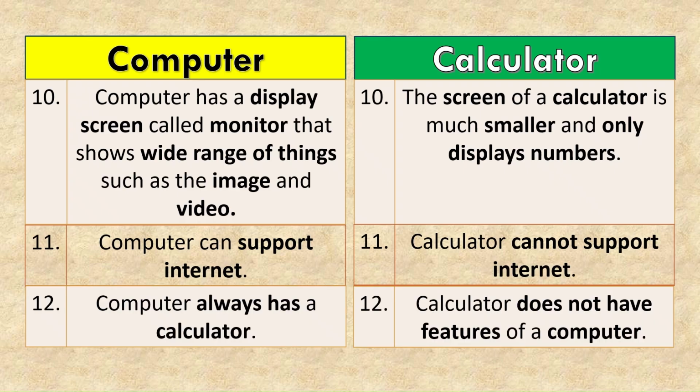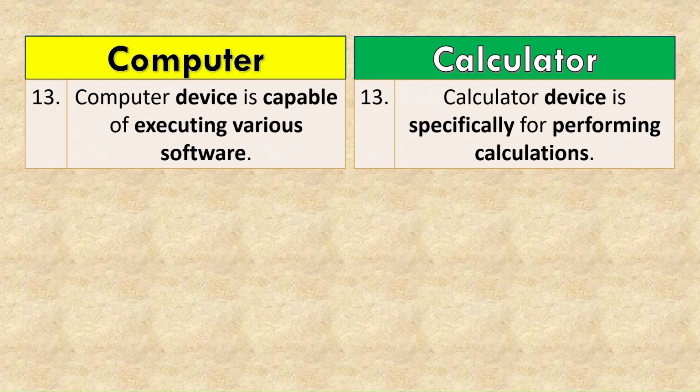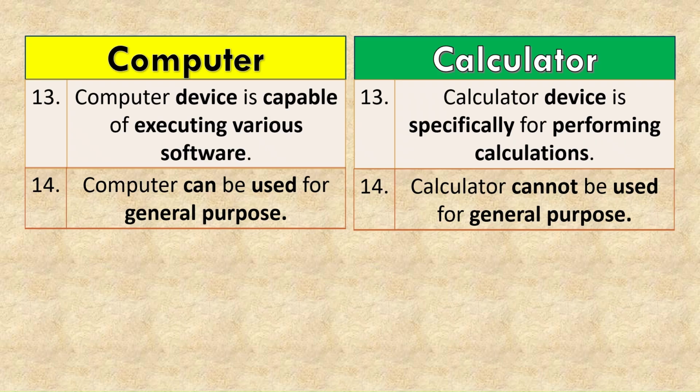Computer always has a calculator. Calculator does not have features of a computer. Computer device is capable of executing various software. Calculator device is specifically for performing calculations. Computer can be used for general purpose. Calculator cannot be used for general purpose.